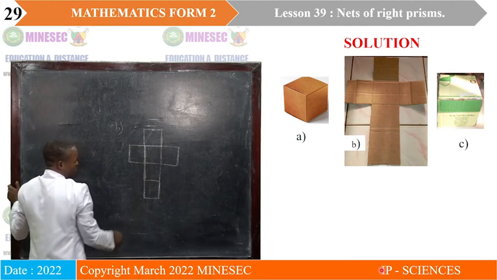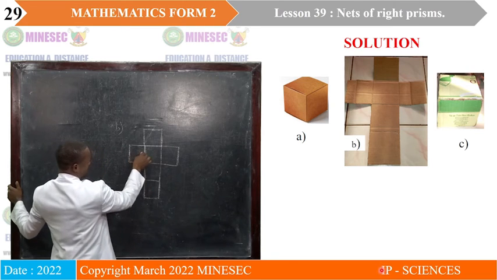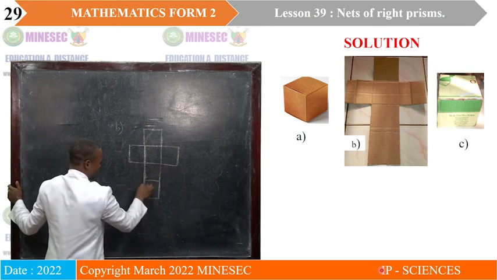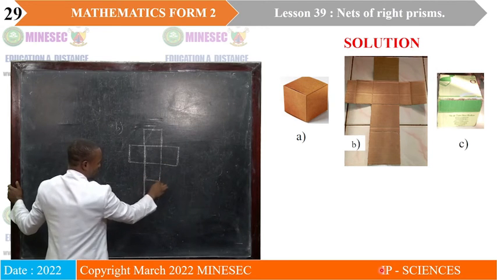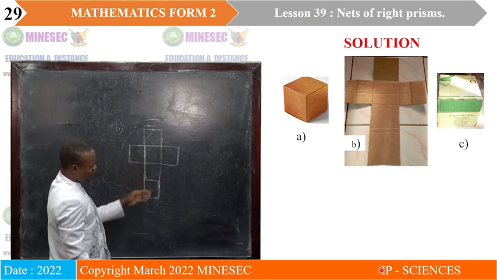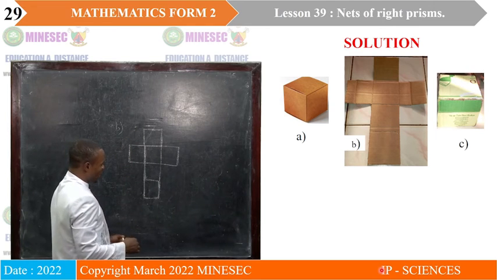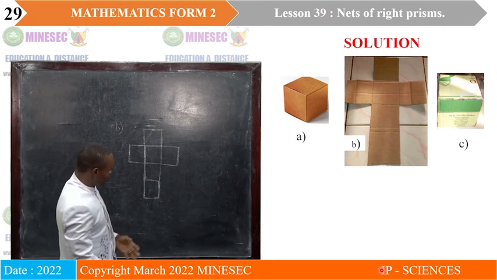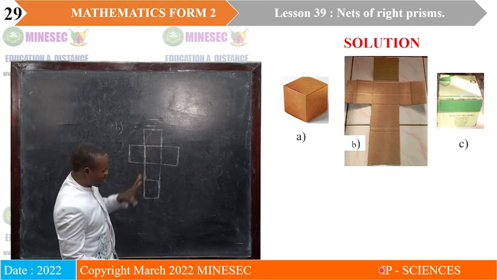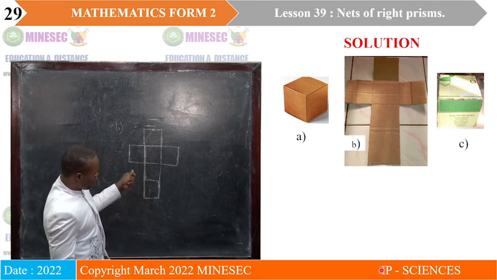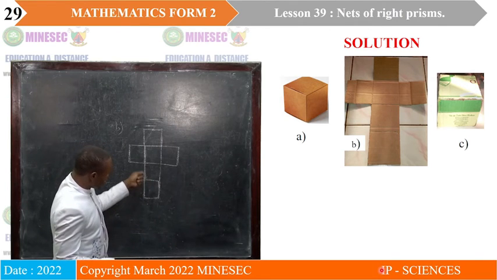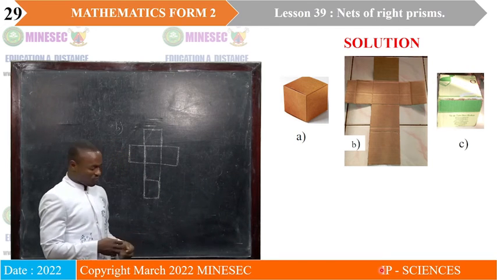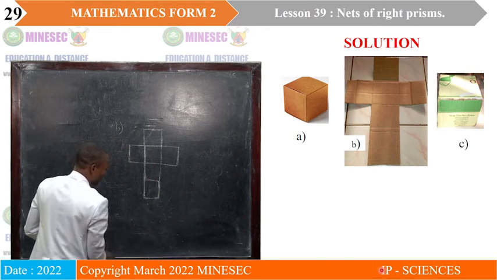Please, when you observe this, you'll see that each of these faces is identical and each of them is a square. So each face forms an identical square. And we have just learned from the lesson that whenever we see a net, because this one actually represents a net, whereby each face in that net is identical and forms a square, it means that net is that of a cube.